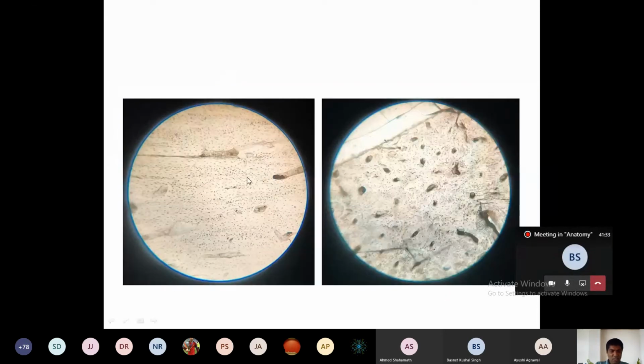Okay, and now see, these are the two sections of the bone. All of you know it, but I'll tell. You also guess it. This one is the compact bone.